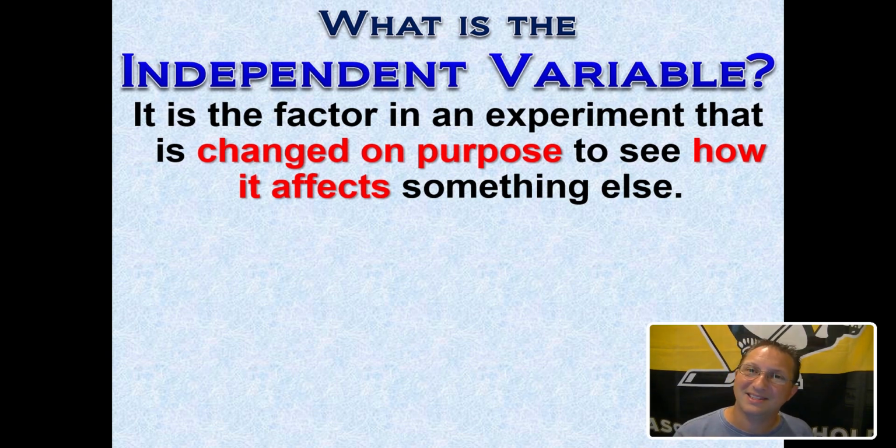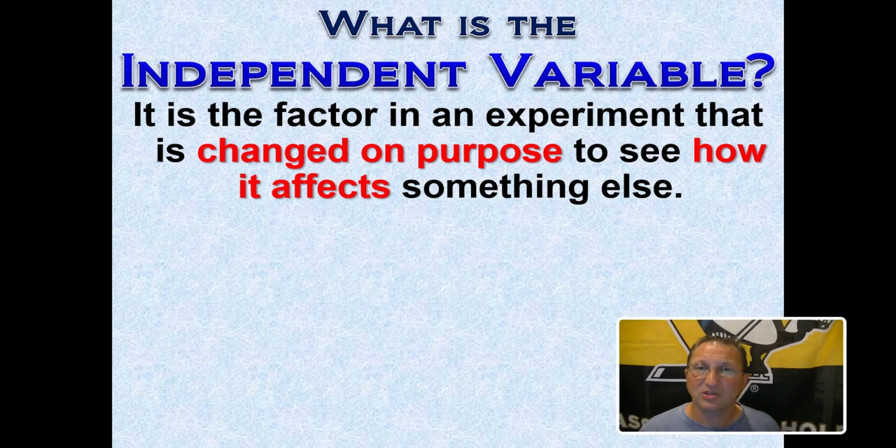Because we wanted to test to see, does that impact the results? So an independent variable is the factor in an experiment that is changed on purpose to see how it affects something else. So it's what we're changing.